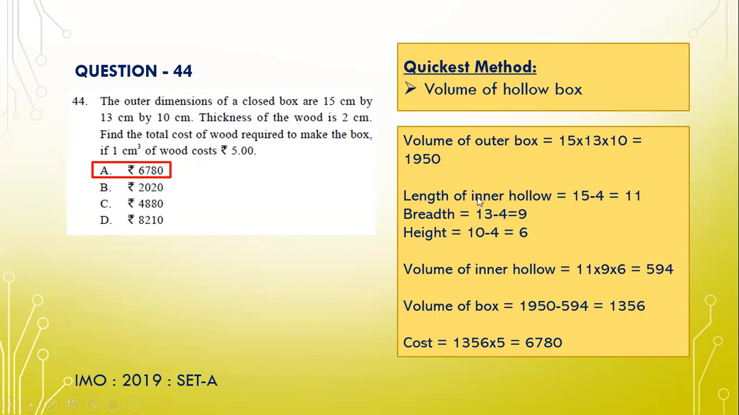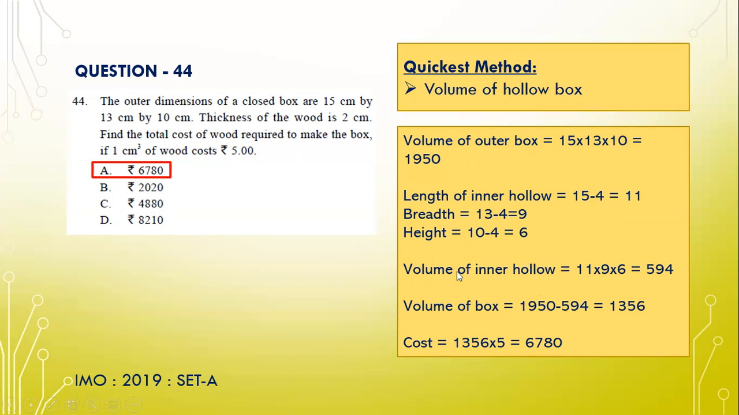What is the length of the inner hollow? Because the box is hollow, isn't it? The box is hollow because the thickness of the wood is 2 centimeters. So what is the length of the inner hollow? The length will be 15 minus 2 from one side and 2 from another side, isn't it? Because thickness of wood is 2 centimeters. So 2 will be cut from one side, 2 from the other side. So 15 minus 4 is 11. Breadth will be 13 minus 4, which is 9. And height is 10 minus 4, which is 6.